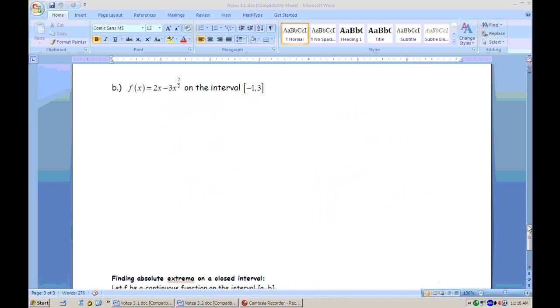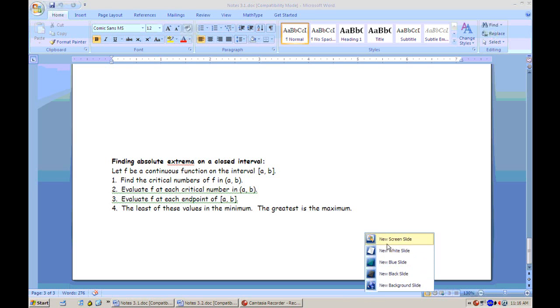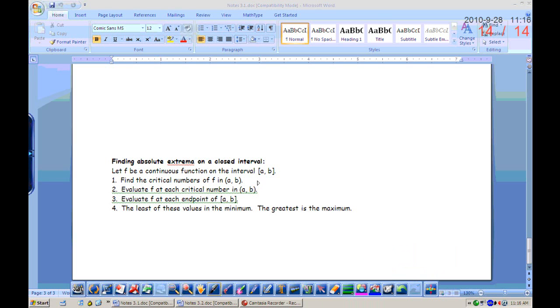All right. So the very bottom of this just kind of sums up what you need to do. First off, to find absolute extrema, you must have a continuous function on a closed interval. Find your critical numbers, which is where f prime of x equals 0 or is undefined. Evaluate f at each critical number. Evaluate f at each endpoint. And the least of these values is the minimum. The biggest is the maximum.